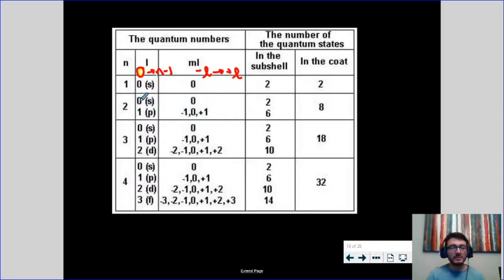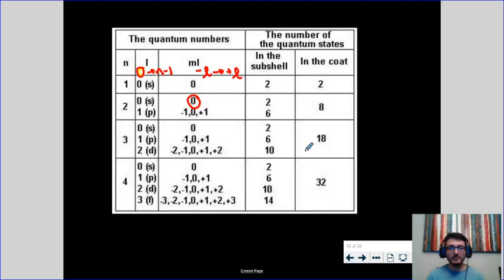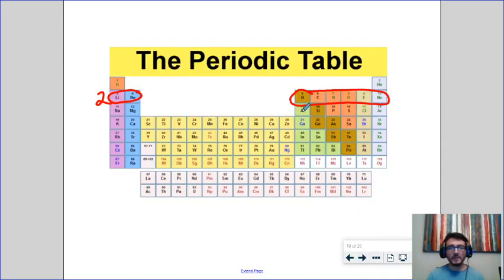Our S shape has just the one shape, which is S is 0, and the range for 0 is -0 to +0, only one orientation, which is just 0 for Ml, and we have 2, and that is lithium and beryllium. Next, the other possible secondary quantum number within this range for n is equal to 2 is 1, referring to the p orbital. Going to your p orbital, we have 1, 2, 3, 4, 5, 6.